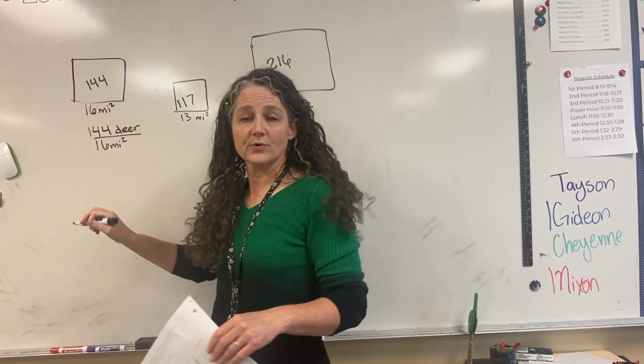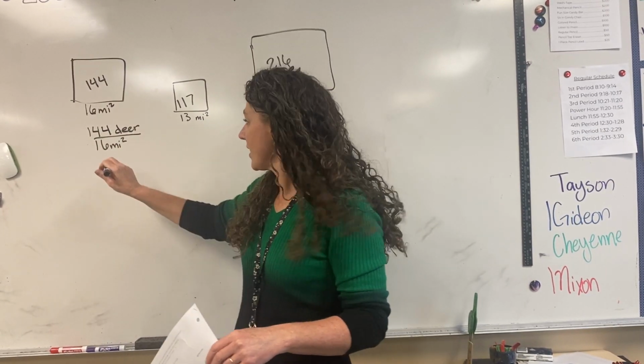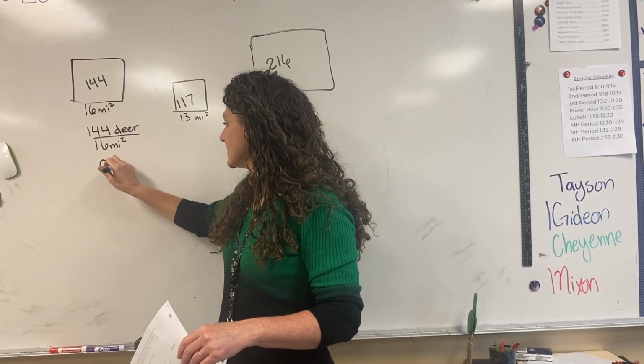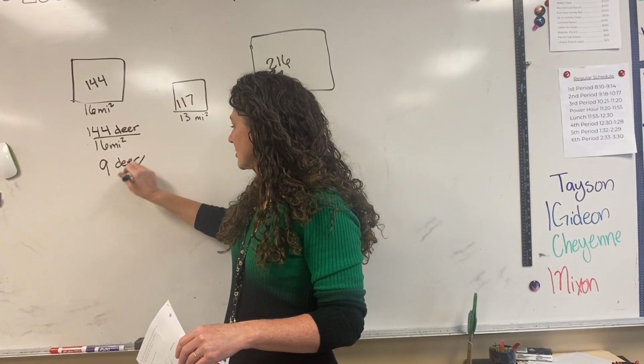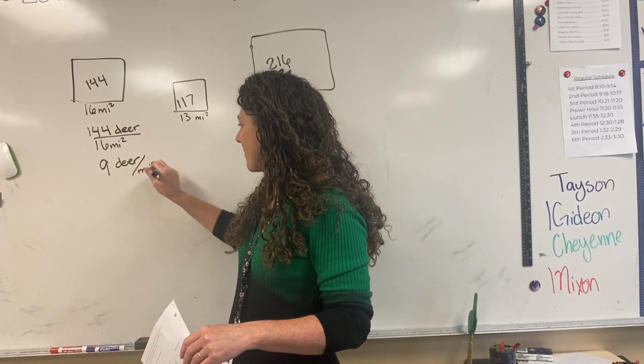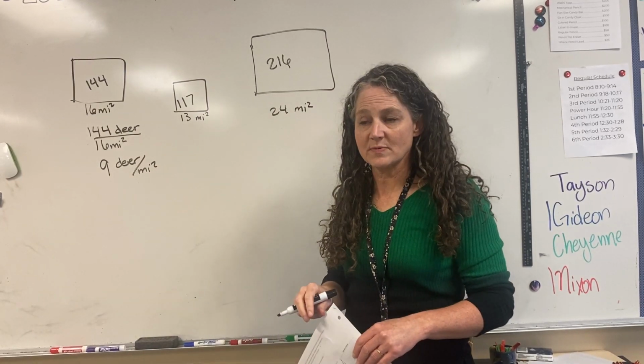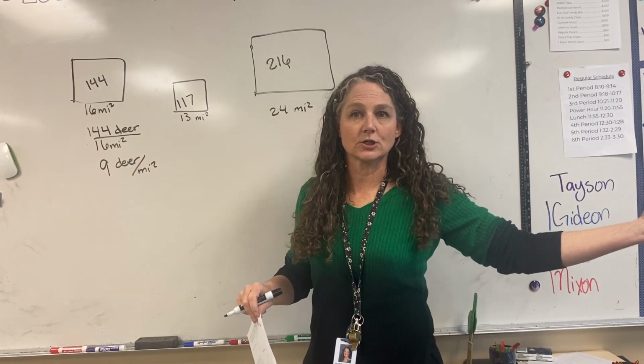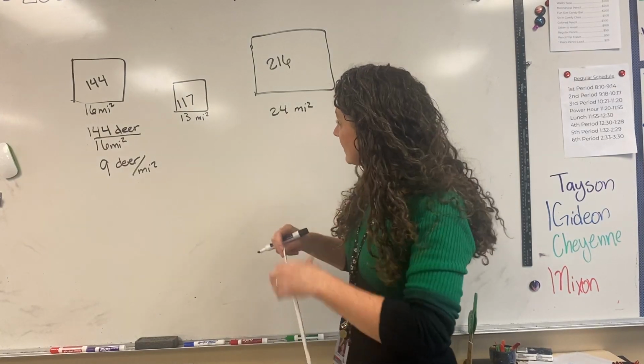And what did we end up with? What did you get, Gentry? 9. He got 9 deer per square mile. So in every square mile, you would expect to find 9 deer. Okay, what about over here? How would we do that here?